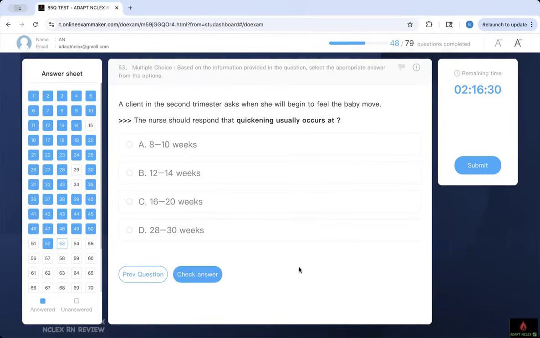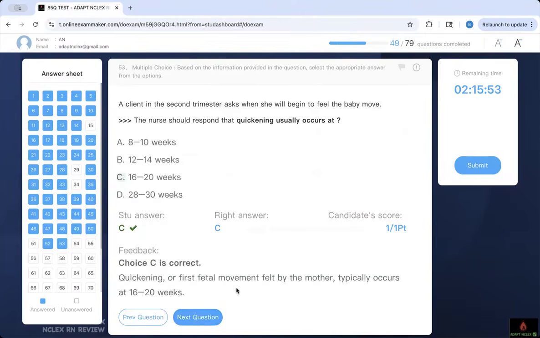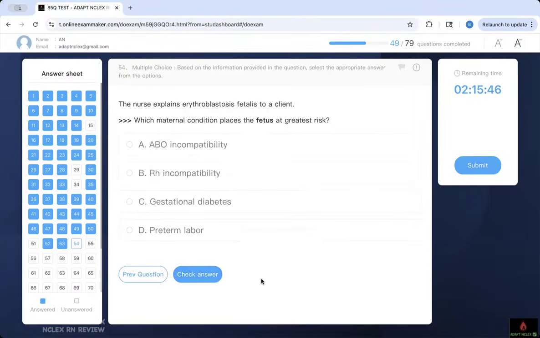8 to 10 weeks is too early. When does it occur? It's getting to the second trimester, right? 6 to 10 weeks, it's too early. 12 to 14 weeks, too early. 28 to 30 weeks is too far. So we do this. These are normal findings. Mommy will know. And you should put down a note so that you can remember them.